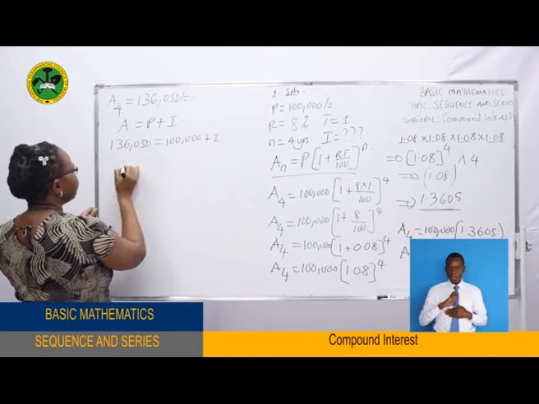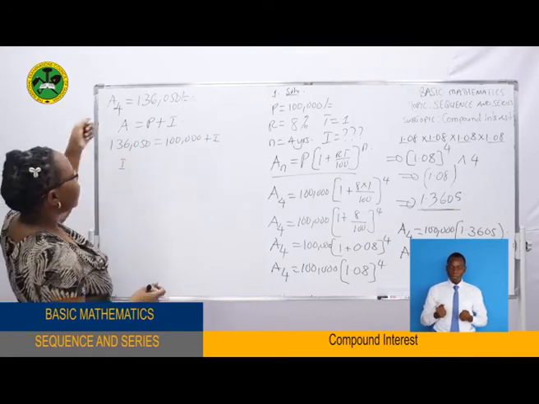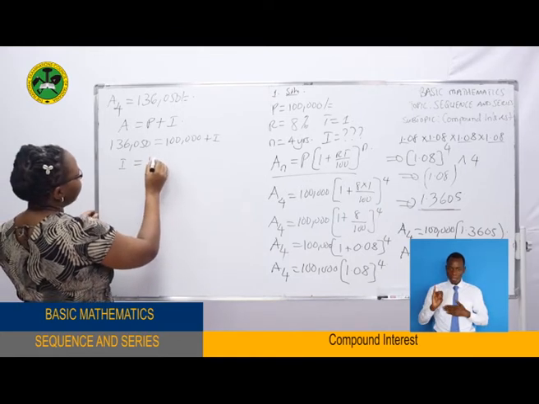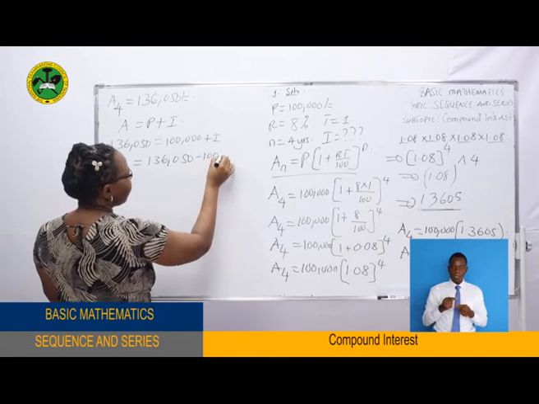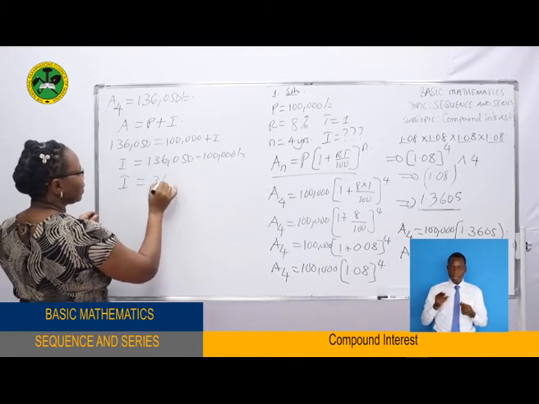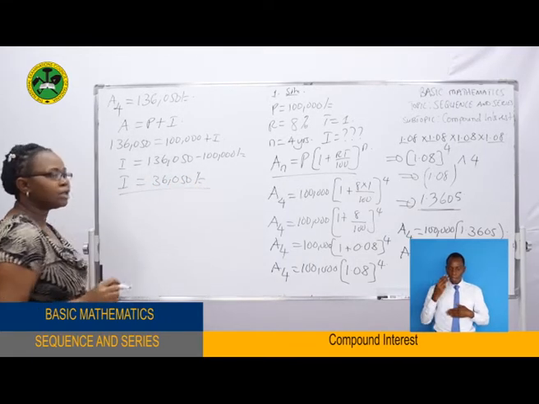So to find the interest, we shift the 100,000 shillings to the left side, and it will be minus. So the interest equals 136,050 minus 100,000. Then the interest should be equal to 36,050. So this is the interest.